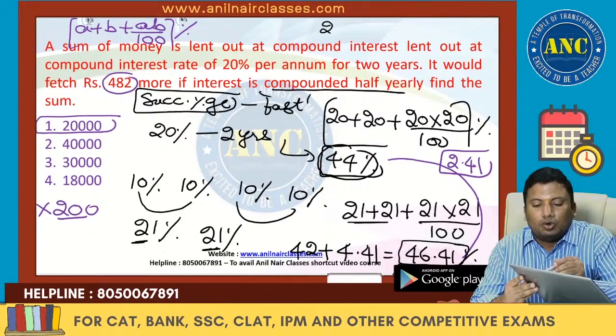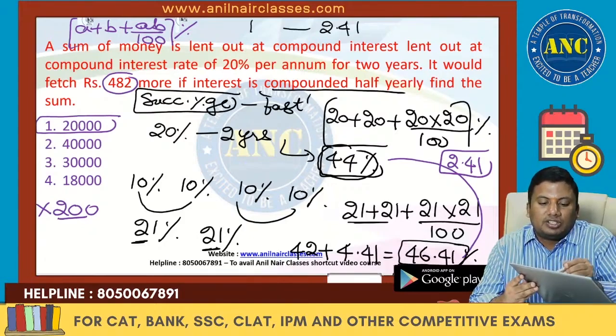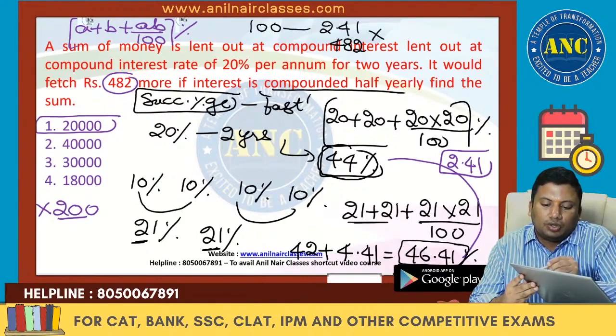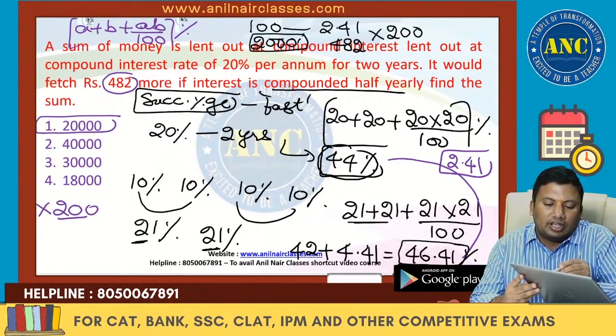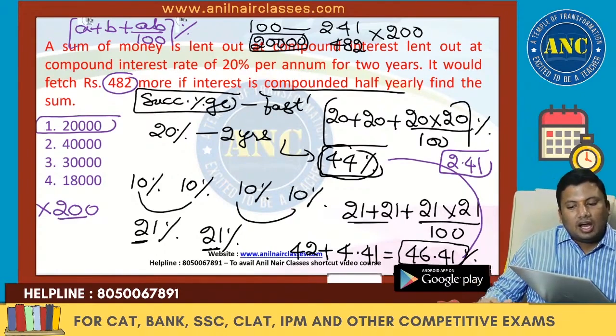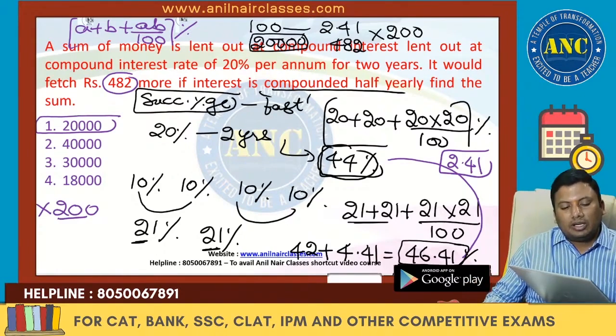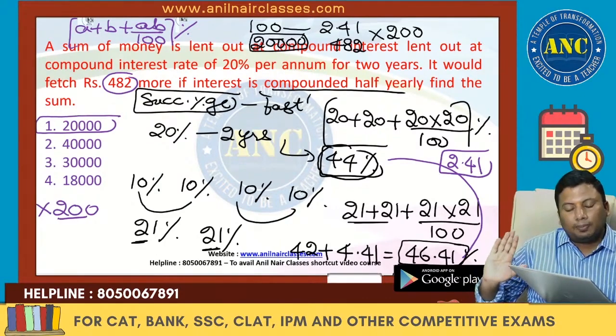Difference is 2.41 when the principal is 100, but according to the question it is 482. So it is into 200. 100 into 200 is nothing but 20,000. Idea is perfectly clear.